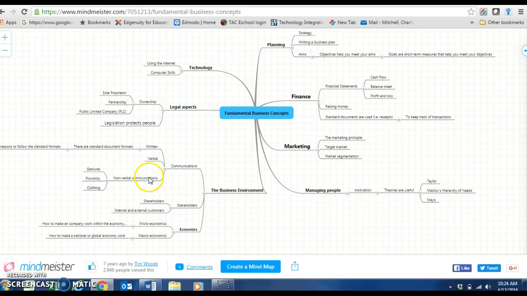The nonverbal communication, gestures, proximity, even clothing. Your clothing tells a story, okay? So let's take a look at this diagram, this mind map, and let's build some interrelationships. How are the different concepts interrelated?